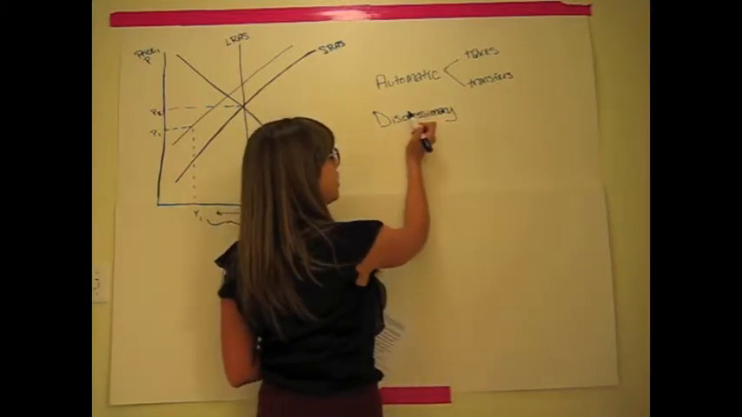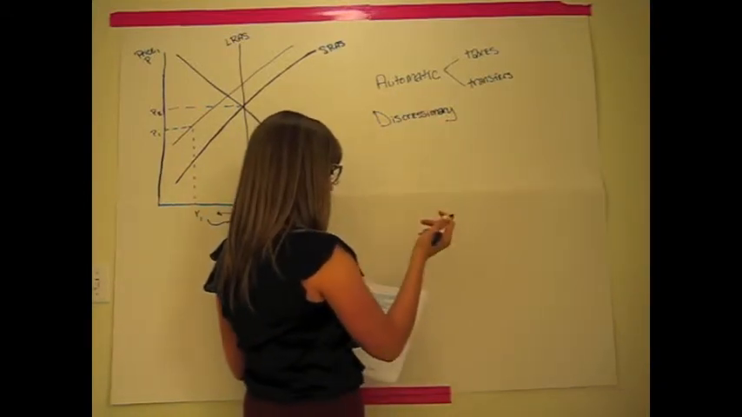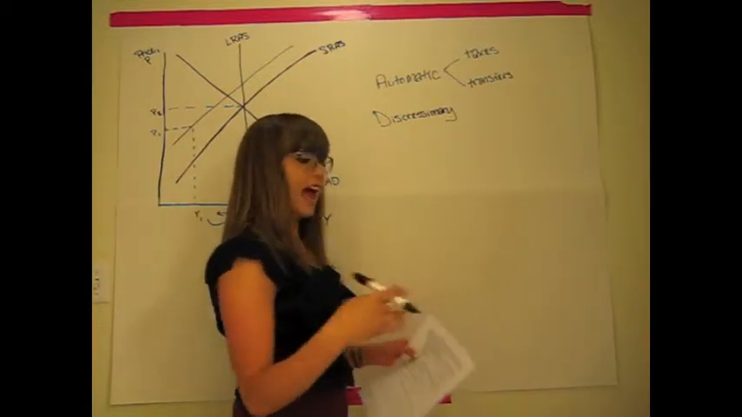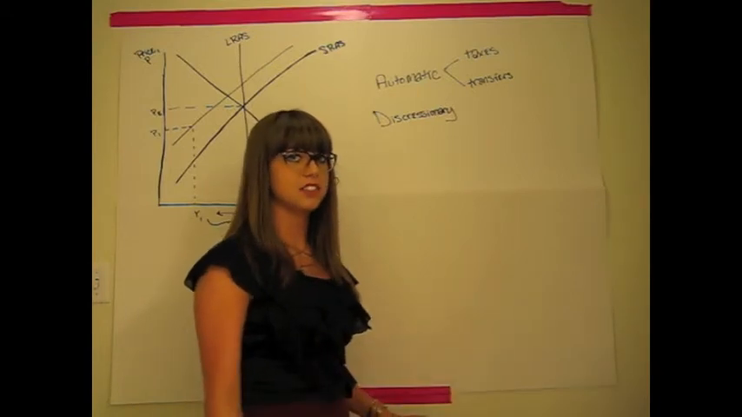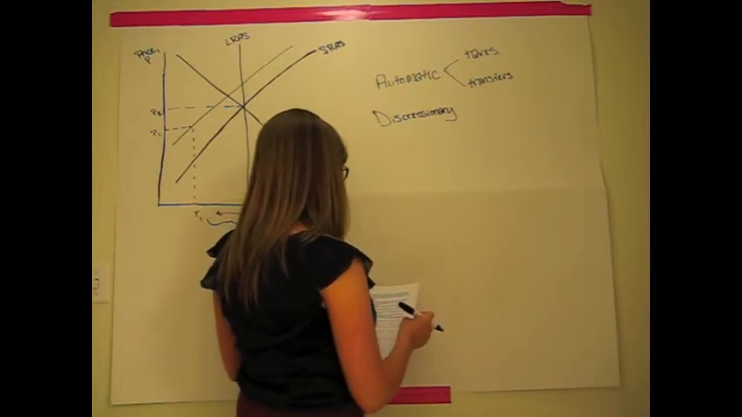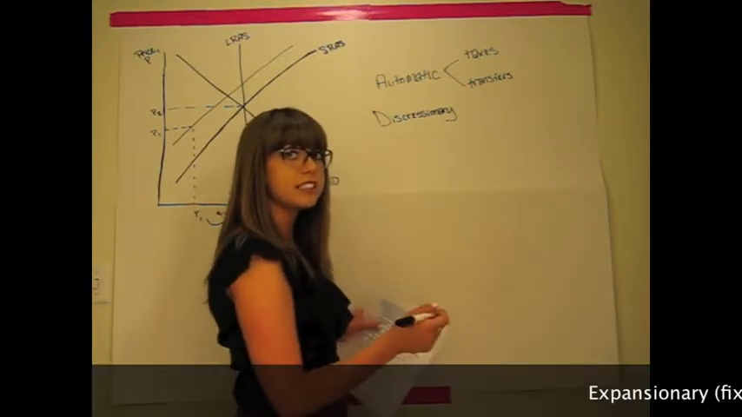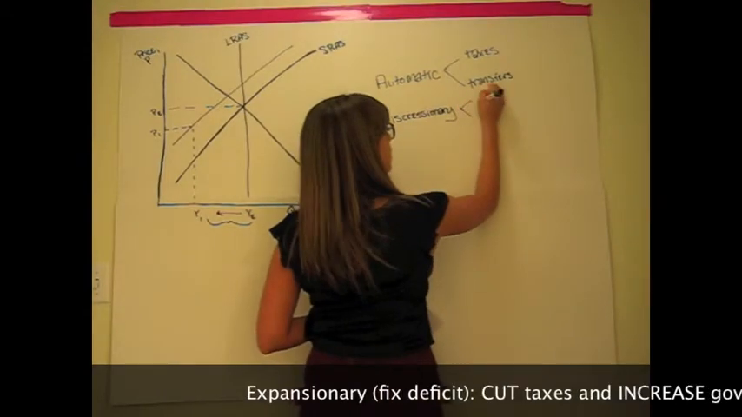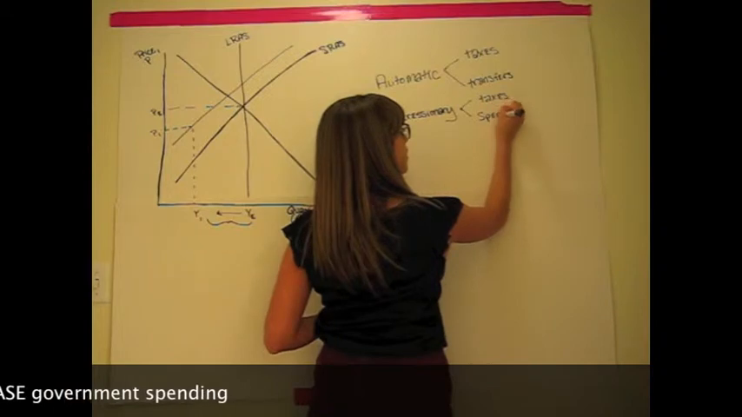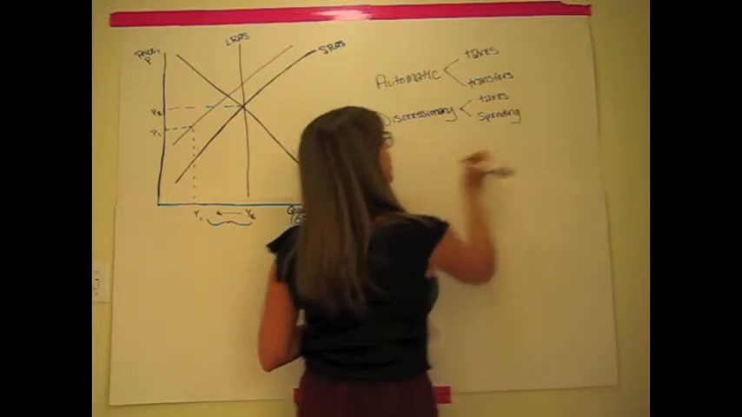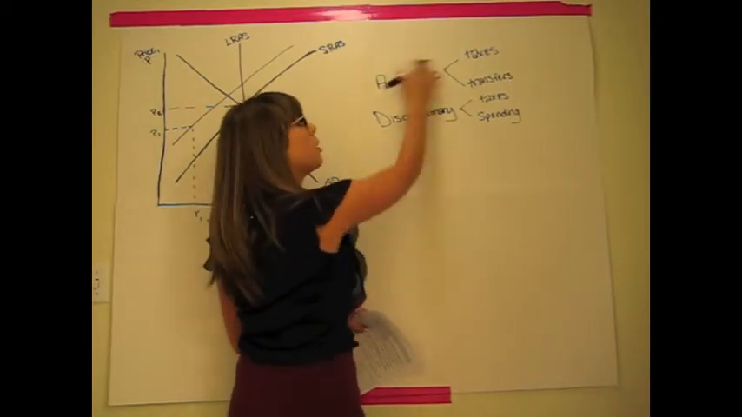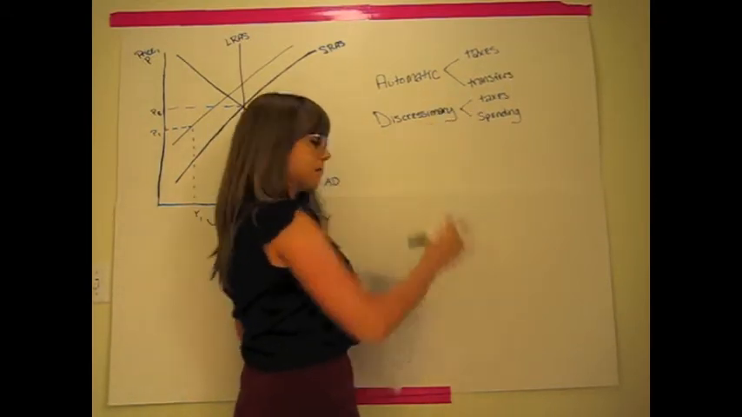Now, the other way to fix the debt is discretionary fiscal policy. This is an actual action that the government decides on and takes, which usually takes a little bit longer. This includes cutting taxes or increasing government spending. Now remember, the stabilizers are automatic; they happen automatically, and discretionary policies are ones people decide on. Both of these go into fixing the debt.